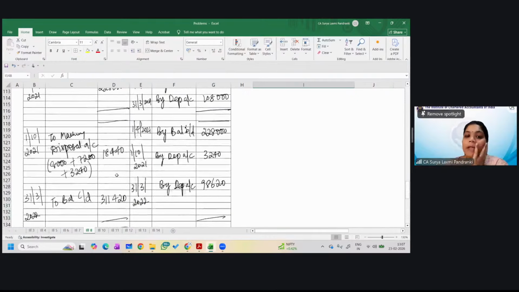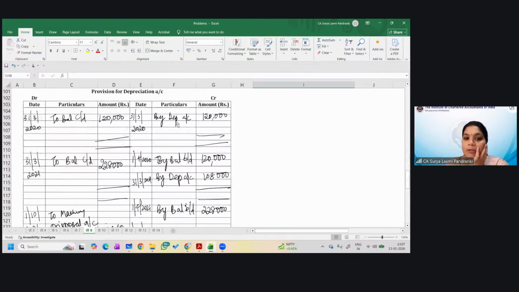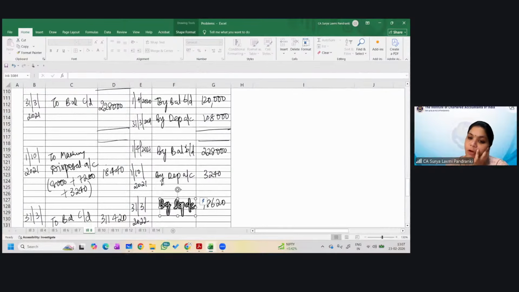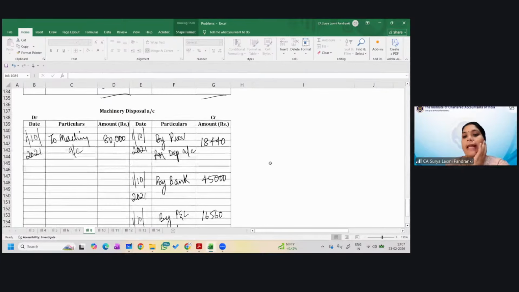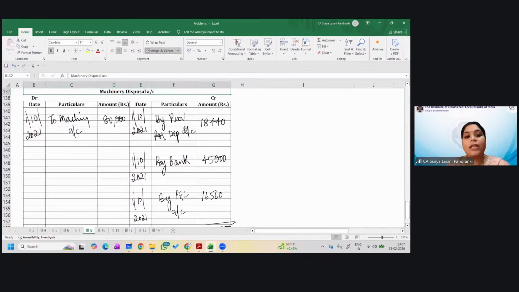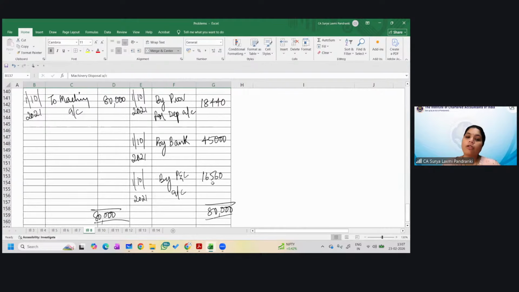So when you are maintaining the provision for depreciation account, the machinery account will only have cost. The provision for depreciation account will have all the accumulated depreciations for all the years. And when you are selling some asset in between, that cost and the depreciation have to be transferred to a separate account, which is the machinery disposal account. And then sale proceeds and profit or loss also will be recorded in the same account, and that account is closed. Once the sale is done, that account is closed.